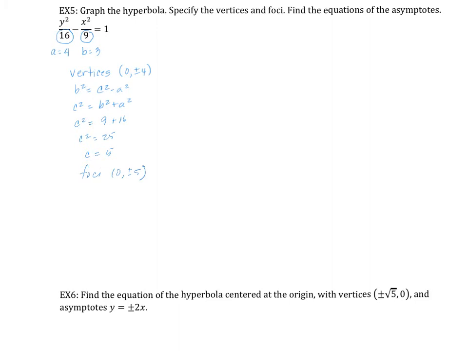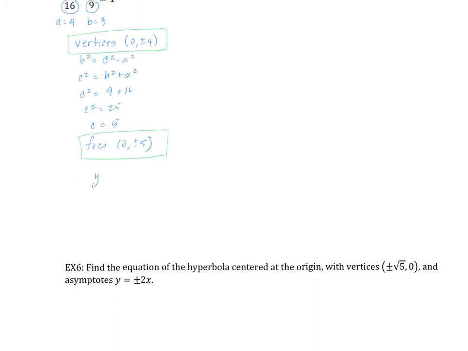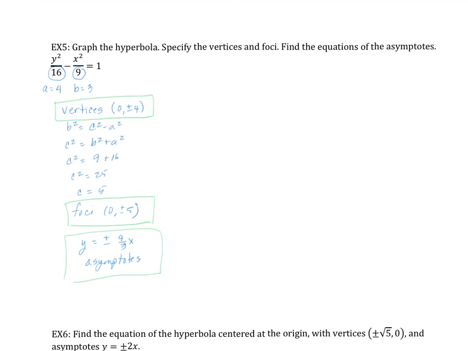So now we need the equation of our asymptotes. Remember, if the vertices are on the y-axis, the asymptotes are going to be a over b, right? Which would be y equal to plus or minus a over b, so 4/3 x. And this would be our asymptotes. So we found all the important information. We just have to graph.